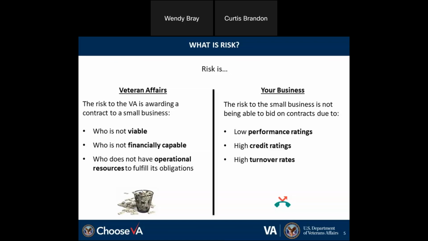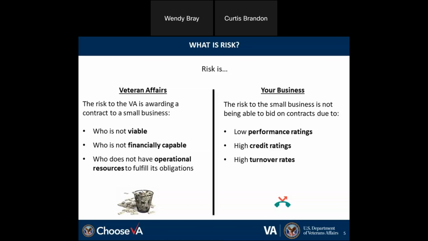So risk mitigation protects the interests of both the small business supplier and the VA customer. VA mitigates risk by selecting eligible, veteran-owned, and other small businesses that successfully meet federal requirements to perform work as a prime contractor and/or a subcontractor.